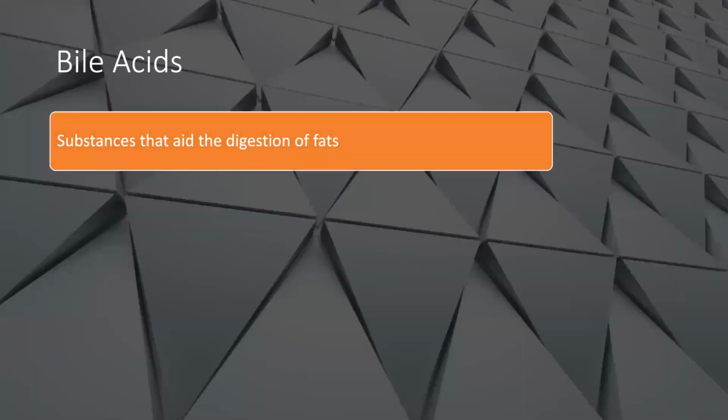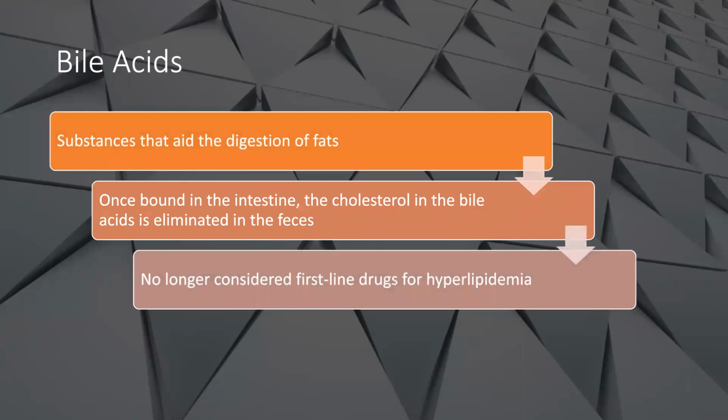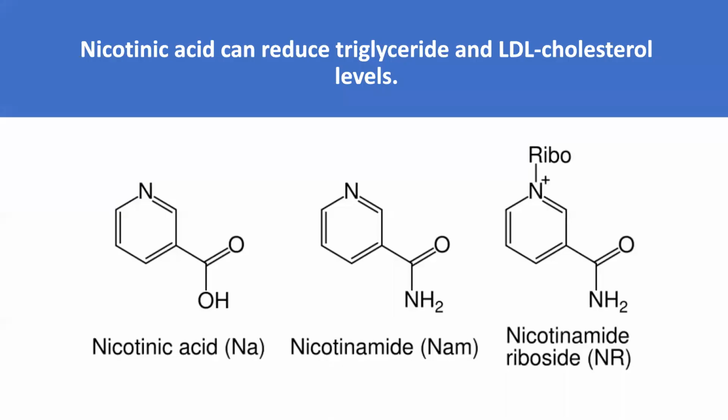Then these bile acids are the substances that aid the digestion of fats. Once bound in the intestine, the cholesterol in the bile acid is eliminated in the feces. It is no longer considered the first-line drug for hyperlipidemia, but sometimes it is combined with the statins for patients who are unable to achieve a sufficient response from the statins alone.